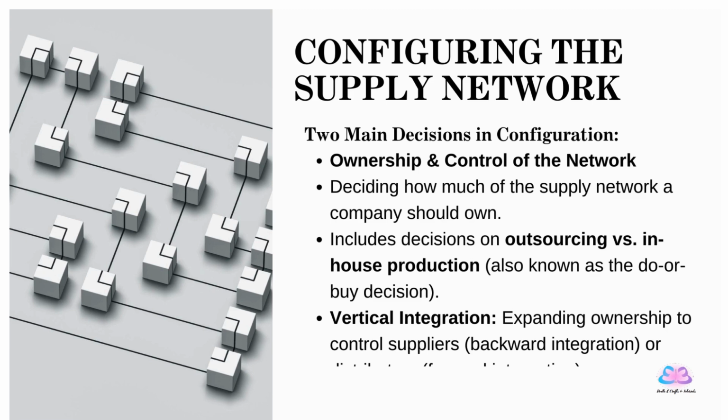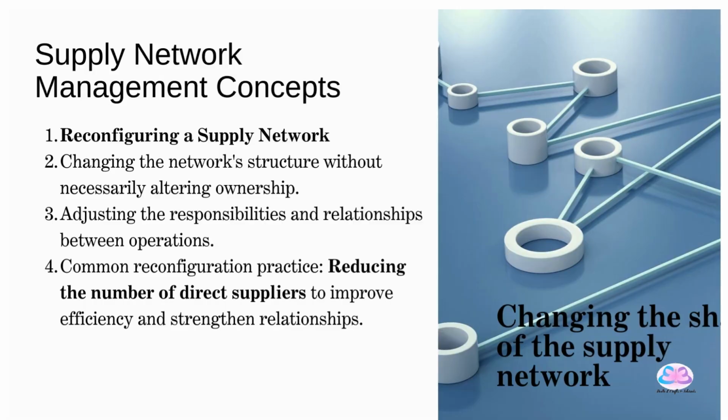A well-executed vertical integration strategy can increase efficiency, reduce cost, and improve market. Now, in summary, deciding on ownership and control is critical for long-term supply chain stability and competitiveness. Now, let's discuss an important concept in supply network management, which is reconfiguring a supply network. What does reconfiguration mean? Now, it involves modifying the network structure without necessarily changing ownership.